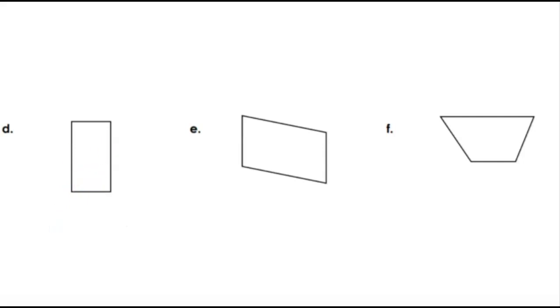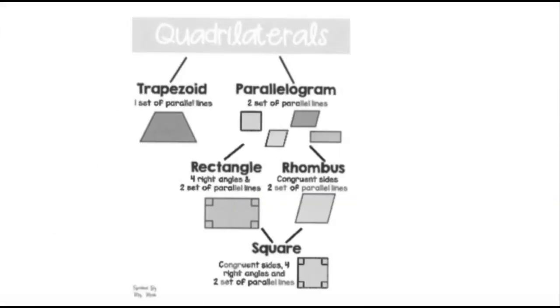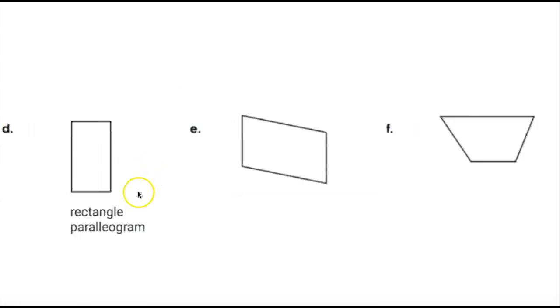This one is a rectangle. It has four right angles. That's its most restrictive name, but it's also a parallelogram. Let me make sure I spelled that right. Parallelogram. Looks like it. Okay. Now, it is not a rhombus because it does not have four sides that are the same, which means it also cannot be a square. But it's definitely quadrilateral.